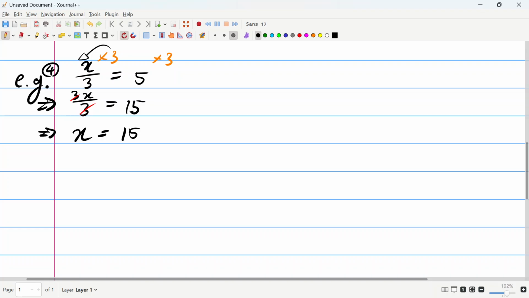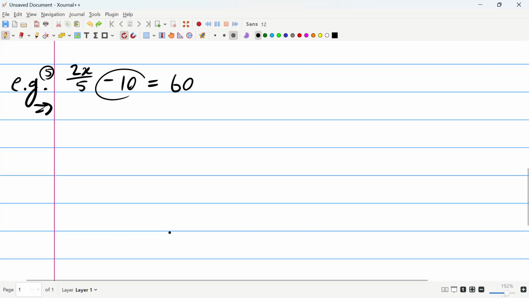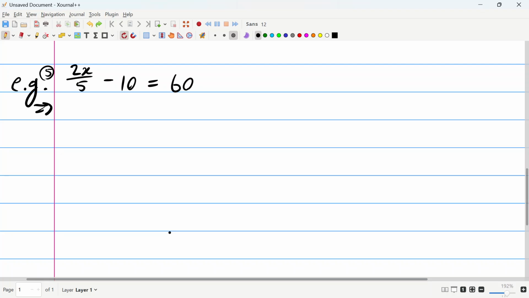So let's do one more example which adds everything into the spectrum. So here we have the fifth example. 2x over 5 minus 10 is equal to 60. Okay. So first things first, right? We need to find a way to get x on its own. But the easiest way to start is always to make sure that the constants that are on their own need to be shifted the other way, or need to be eliminated from the side where x is. Okay, so we need to do it one by one.